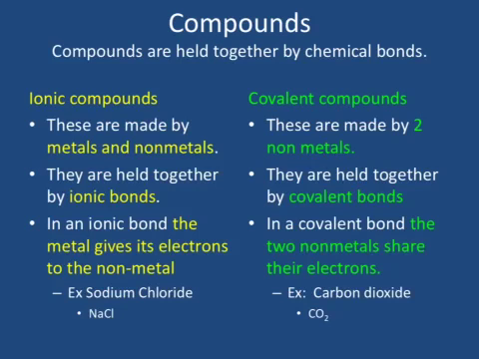Okay, so let's look at the examples. For ionic compounds, we have the example of sodium and chloride. Sodium, as you know, is on the left-hand side of the periodic table, so that makes it a metal. Chlorine, which is where chloride comes from, is on the right-hand side of the periodic table, so that makes it a nonmetal. So ionic compounds are metals plus nonmetals. When metals and nonmetals join together, they form ionic compounds.